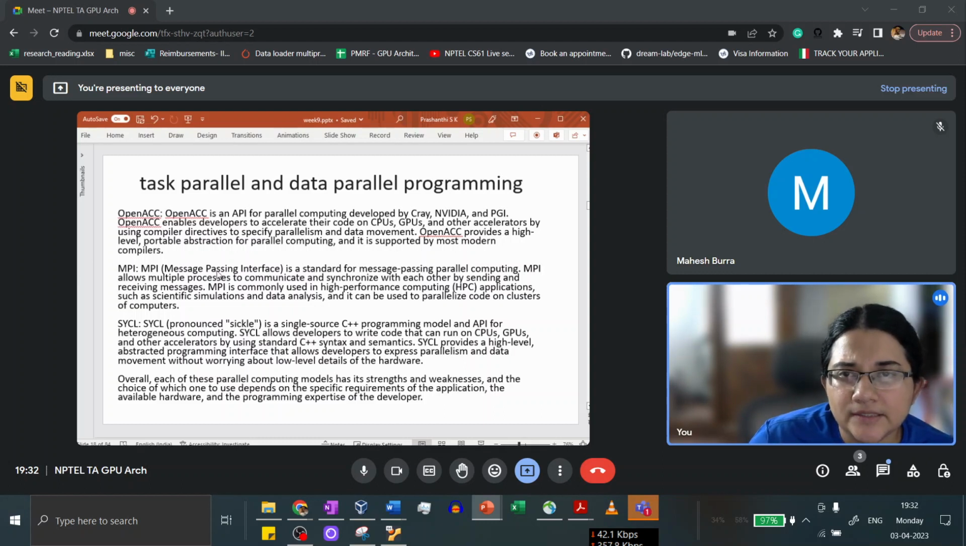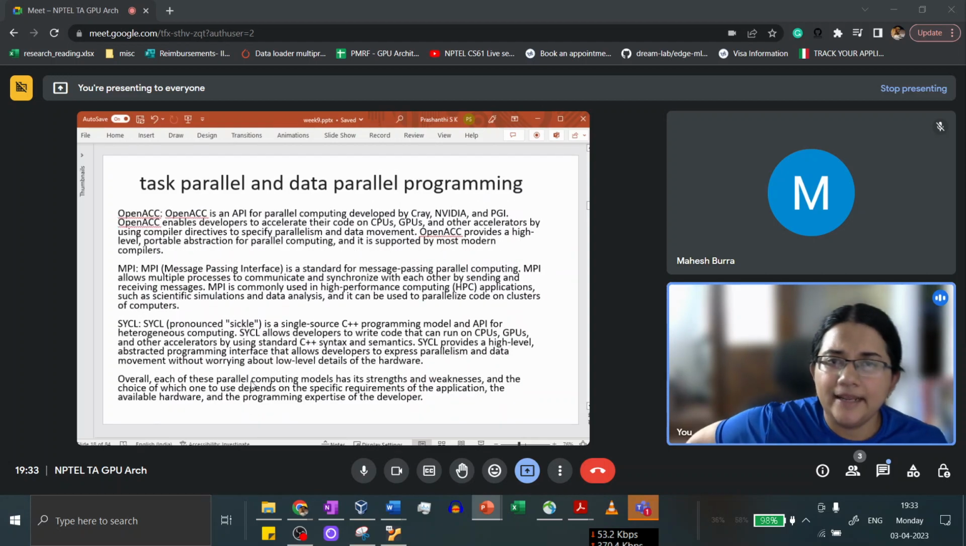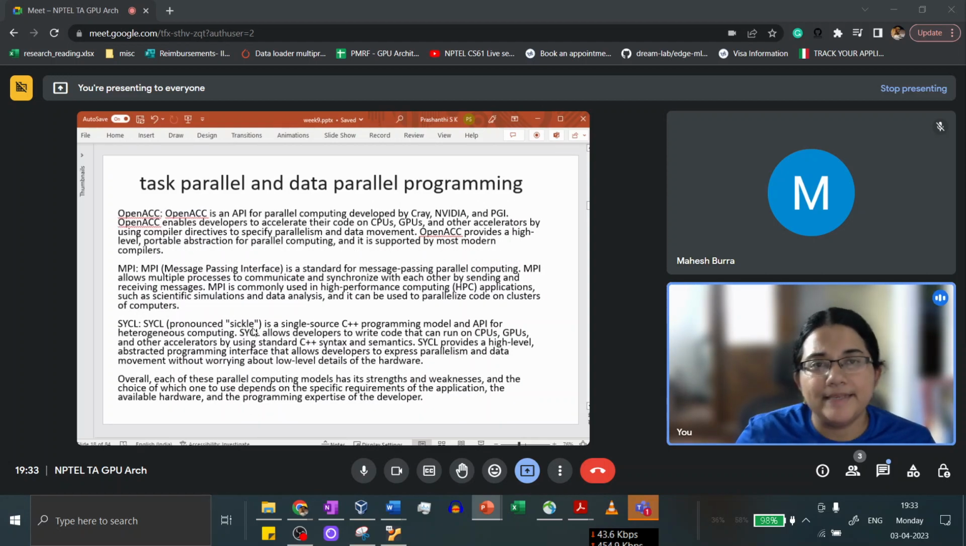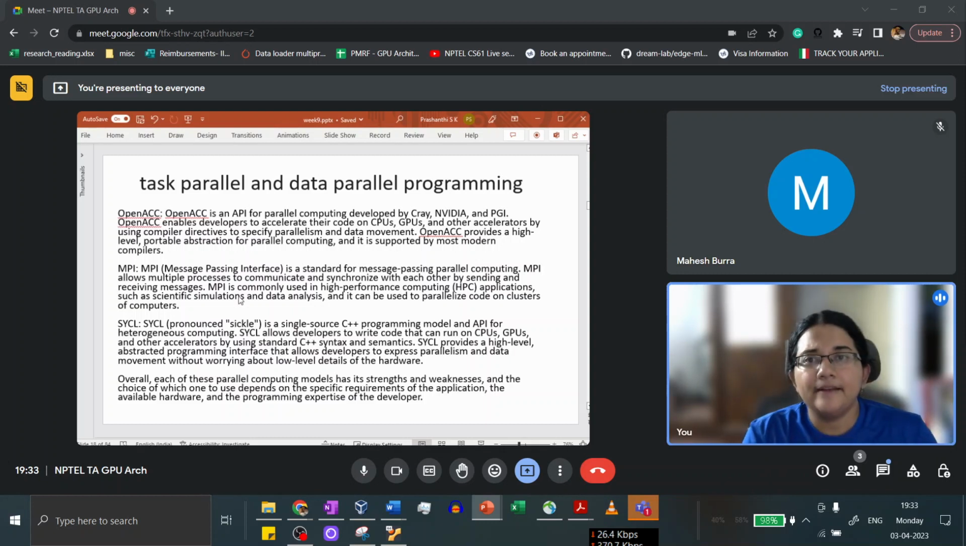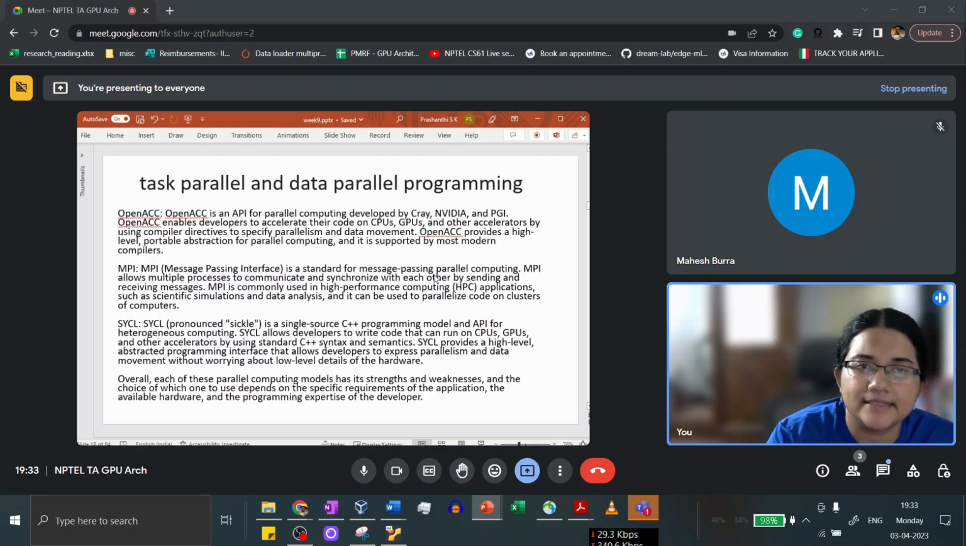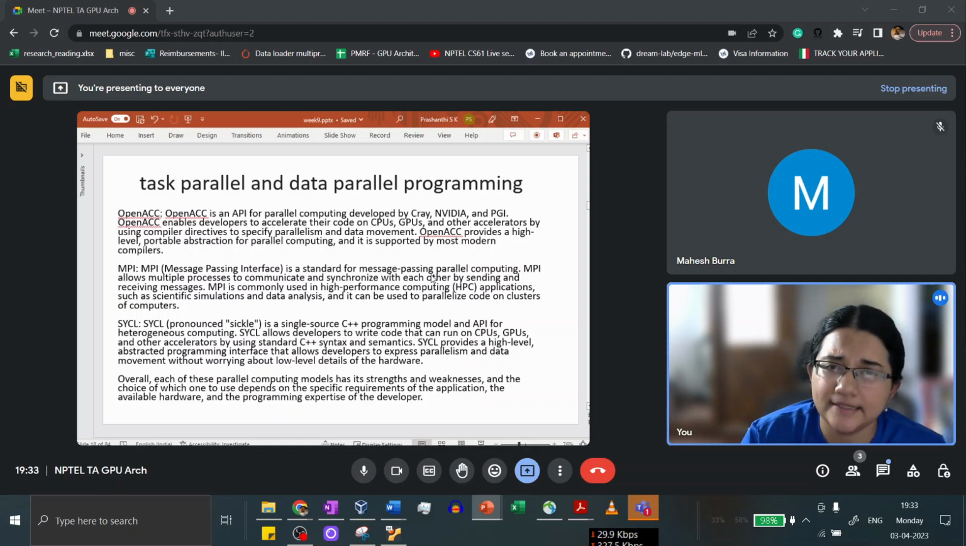Coming to MPI, which stands for Message Passing Interface, this is a standard for message passing parallel computing. It allows multiple processes to communicate and synchronize with each other by sending and receiving messages. It's again very commonly used in HPC applications like simulations and data analysis, and can be used to parallelize code on clusters of computers. So both OpenMP and MPI kind of came into play in the HPC era to accelerate scientific applications, but one is a shared memory based paradigm while the other is a message passing based paradigm. You can look up shared memory versus message passing to understand a little bit about the difference between these two.